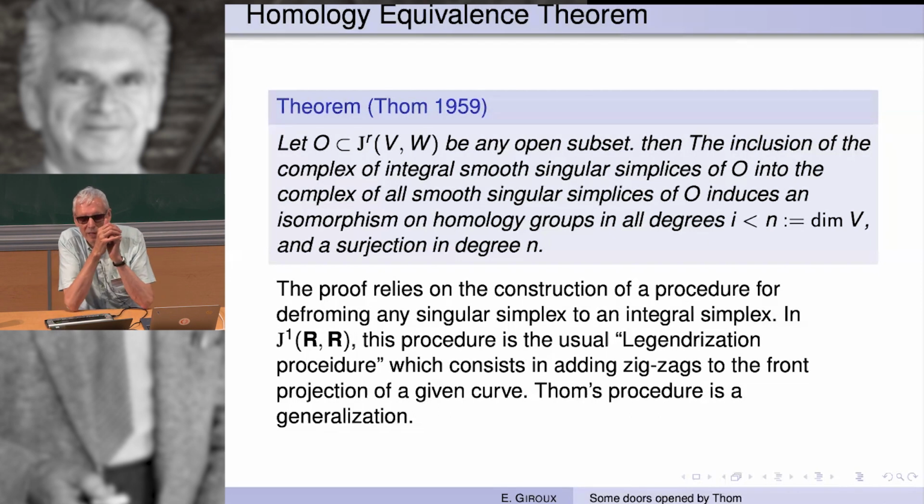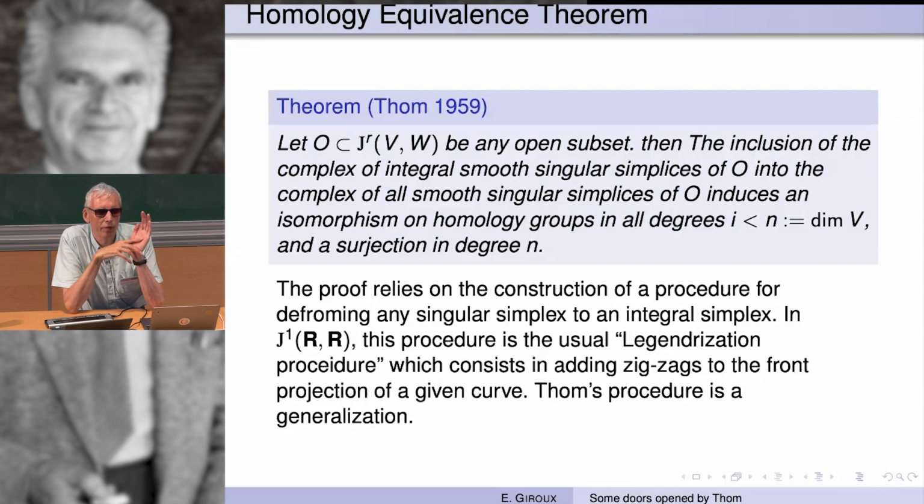And so what's the idea of the proof? I will not go into any detail, but the idea is that what you need is a procedure to modify a simplex to an integral simplex. For example, if you consider the case of one-jets of maps from R to R, this procedure is well known in contact geometry. So you see, what is a one-jet space? You have three coordinates, x, y, p. And p is the derivative of y with respect to x.